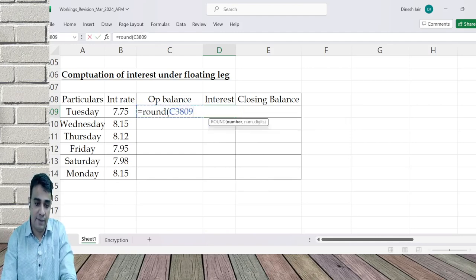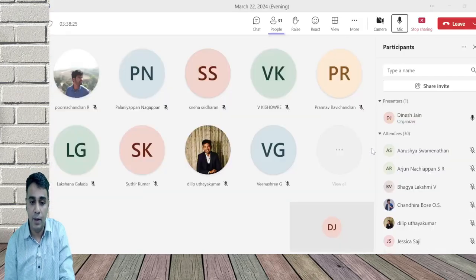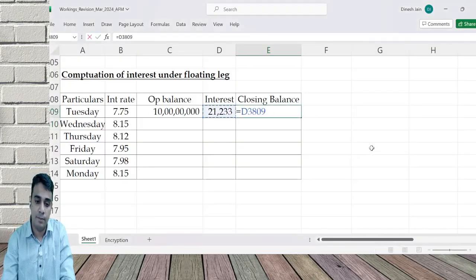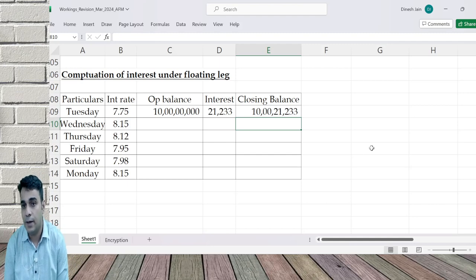So 10 crore into 7.75 percent into 1 day. One day calculation: 21,233. Now the closing balance is what? 10 crore 21,233. This is one extra benefit of a floating rate.